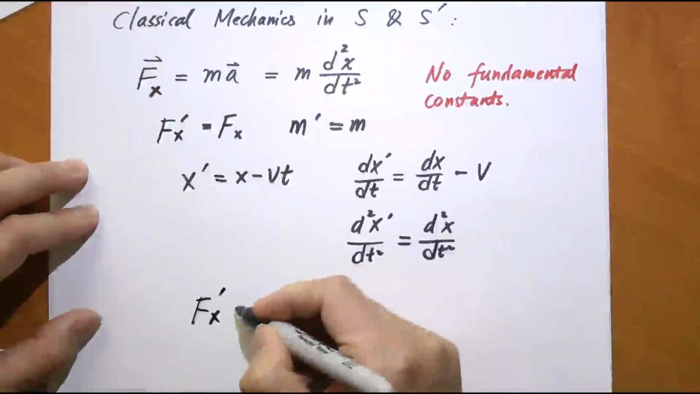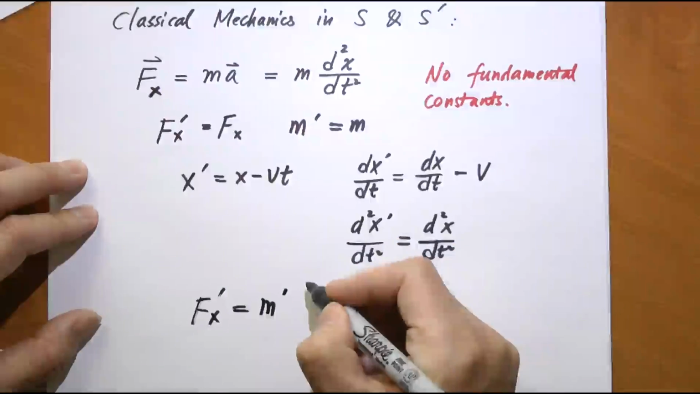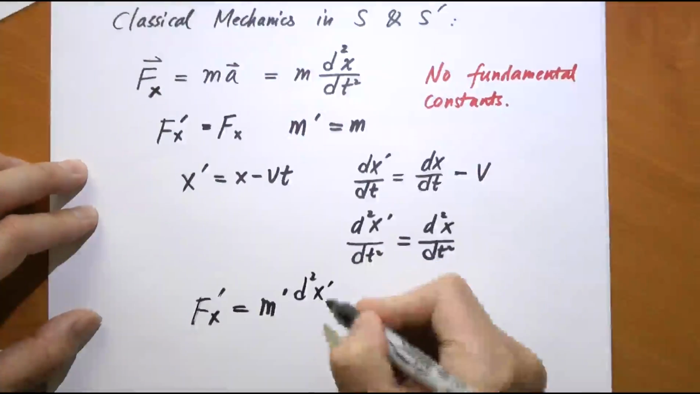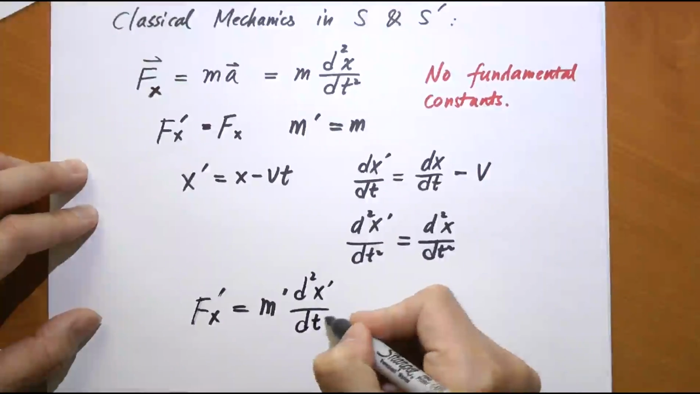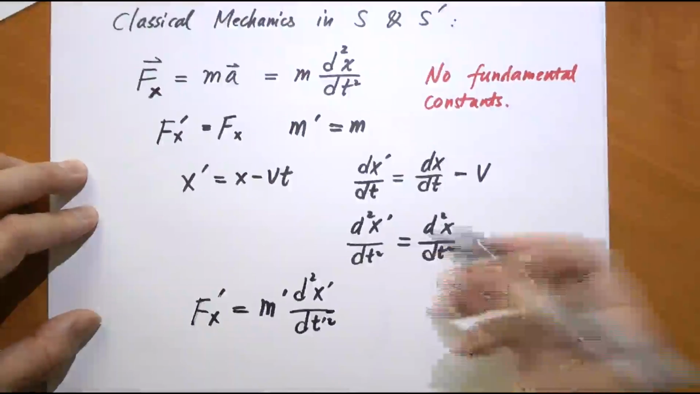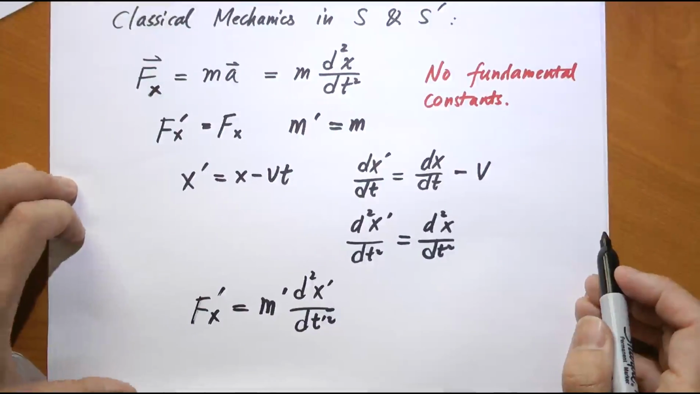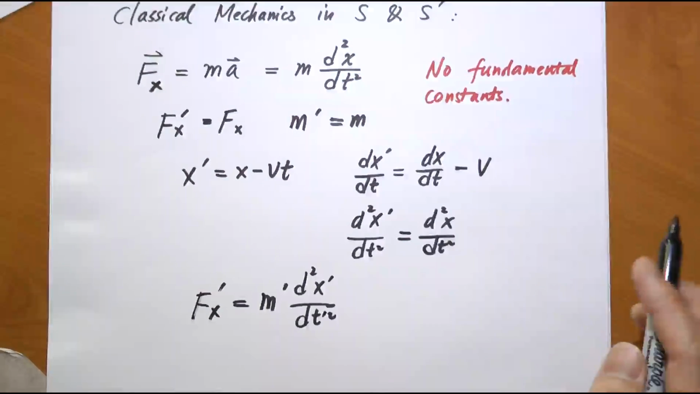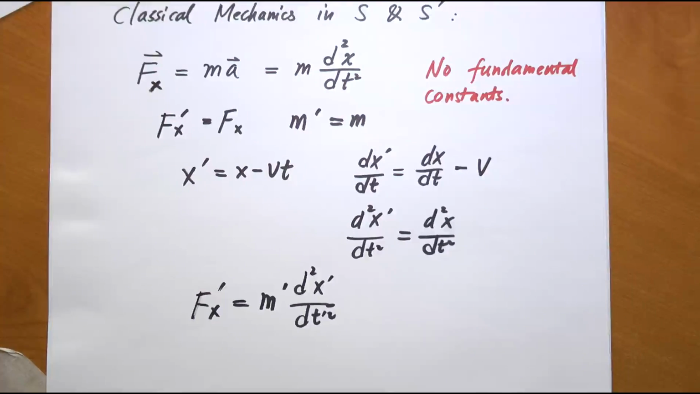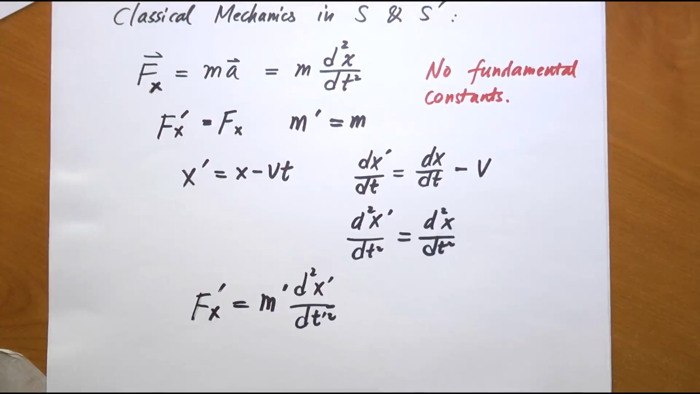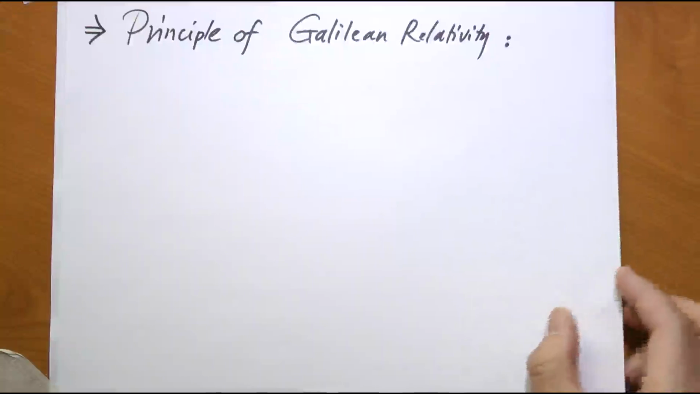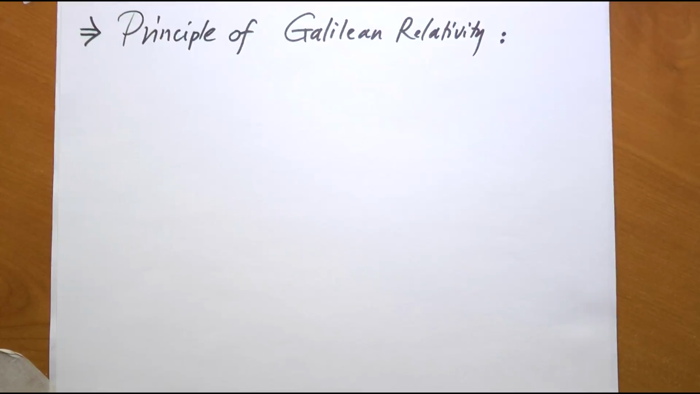Fx prime equals m prime d squared x prime dt prime squared. Okay, t and t prime the same anyways. So you see, Newton's second law is not very choosy about which reference frame you apply it to, as long as it is an inertial frame of reference. Okay, this is summarized in the so-called principle of Galilean relativity.